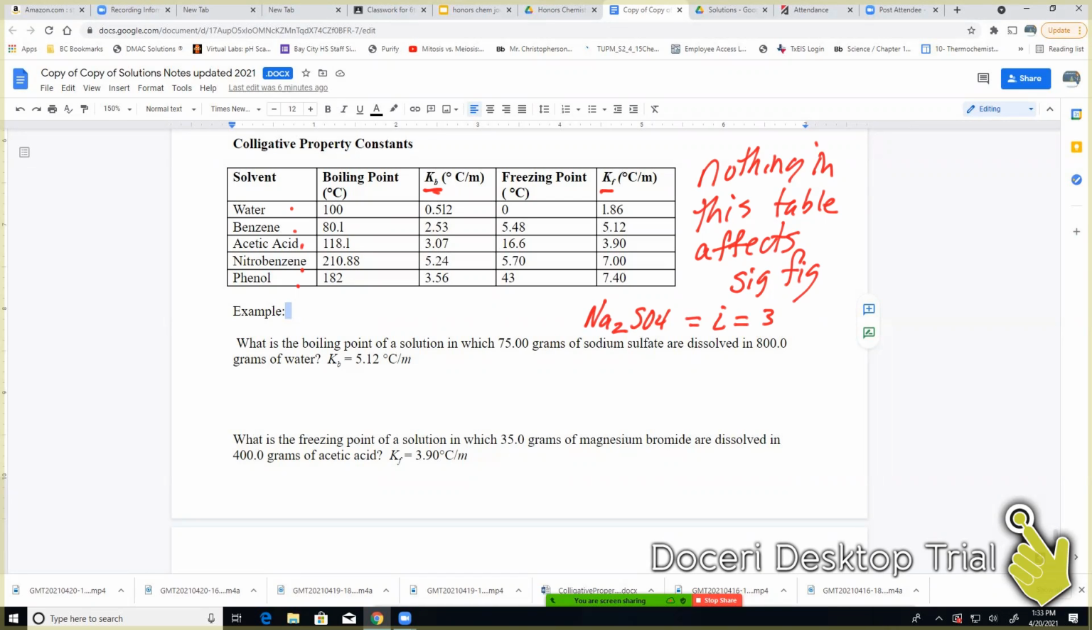So I need to find my delta T. I have my KB, I have my I, but what I don't have is my little m, my molality. And in fact, I don't even have my moles of sodium sulfate. So just like we had to do on most of those problems, I'm going to have to convert my grams to moles. So I have 75 grams of sodium sulfate.